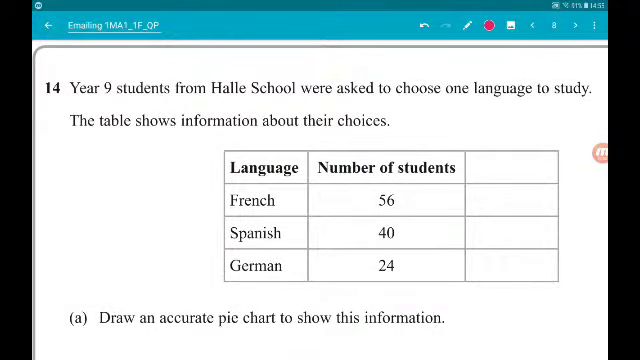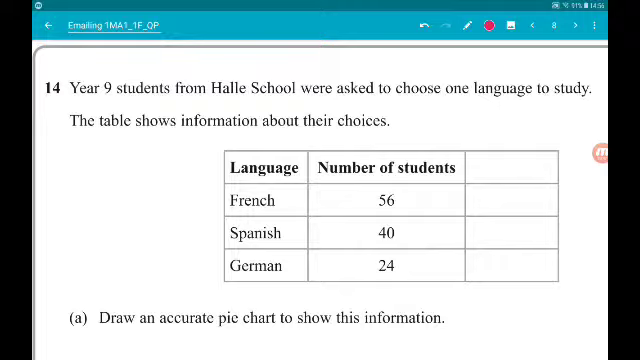Okay, number 14, we got a pie chart. So, Year 9 students at Halley School were asked to choose a language to study. The table shows information about their choices. So we've got French, Spanish, and German. Part A wants us to draw an accurate pie chart for this information. So you probably noticed we've got an empty column in the table. That's to work out the degrees that each language is going to have in the pie chart.